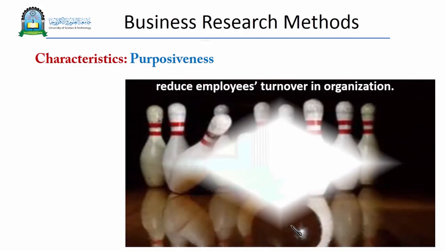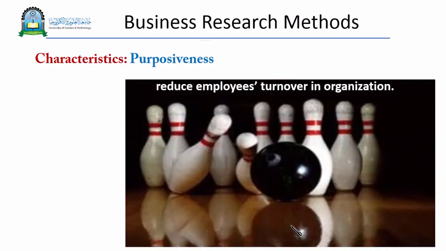So the characteristics of research, the first characteristic is purposiveness. I must identify a purpose from the beginning. So if I have a problem with turnover, the employees' turnover rate in the organization is high, my objective is going to be reducing the turnover, and this is what we call the decision taker purpose, which is the main goal of the research.